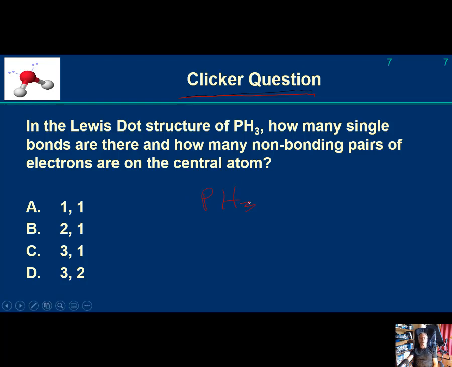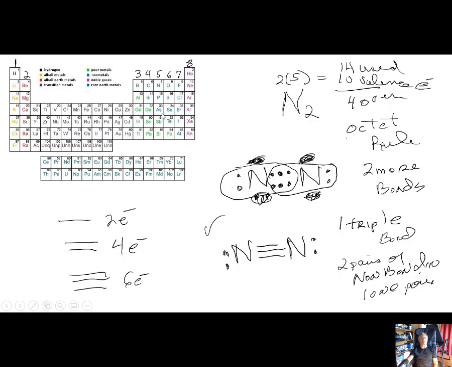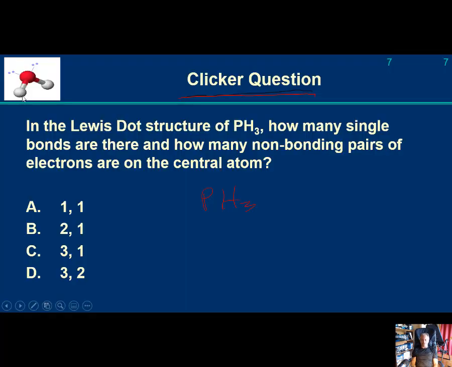PH3. I'm going to borrow the periodic table from the previous slide. Phosphorus is in the same group as nitrogen, so it has 5 valence electrons, and then we've got 3 hydrogens. So that's going to be something you're going to want to pay attention to. So we've got 5 valence electrons, and we have 3 times 1 valence electron for a total of 8 valence electrons. Now, phosphorus is going to be the central atom. It's the first element in the formula, so we'll sprinkle it in there. We'll go ahead and throw our hydrogens around.